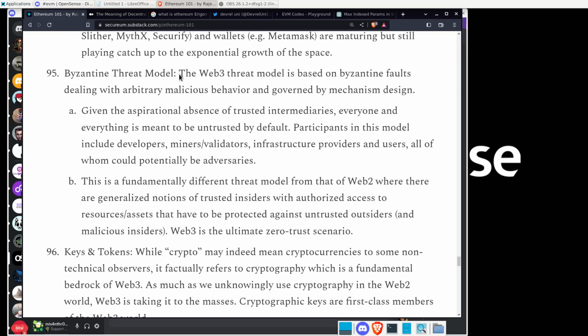Byzantine threat model. Now this is a good one. The Web3 threat model is based on Byzantine faults dealing with arbitrary, malicious behavior and governed by mechanism design. Given the aspirational absence of trusted intermediaries, everyone and everything is meant to be untrusted by default. Participants in this model include developers, miners, validators, infrastructure providers, and users, all of whom could potentially be adversaries.